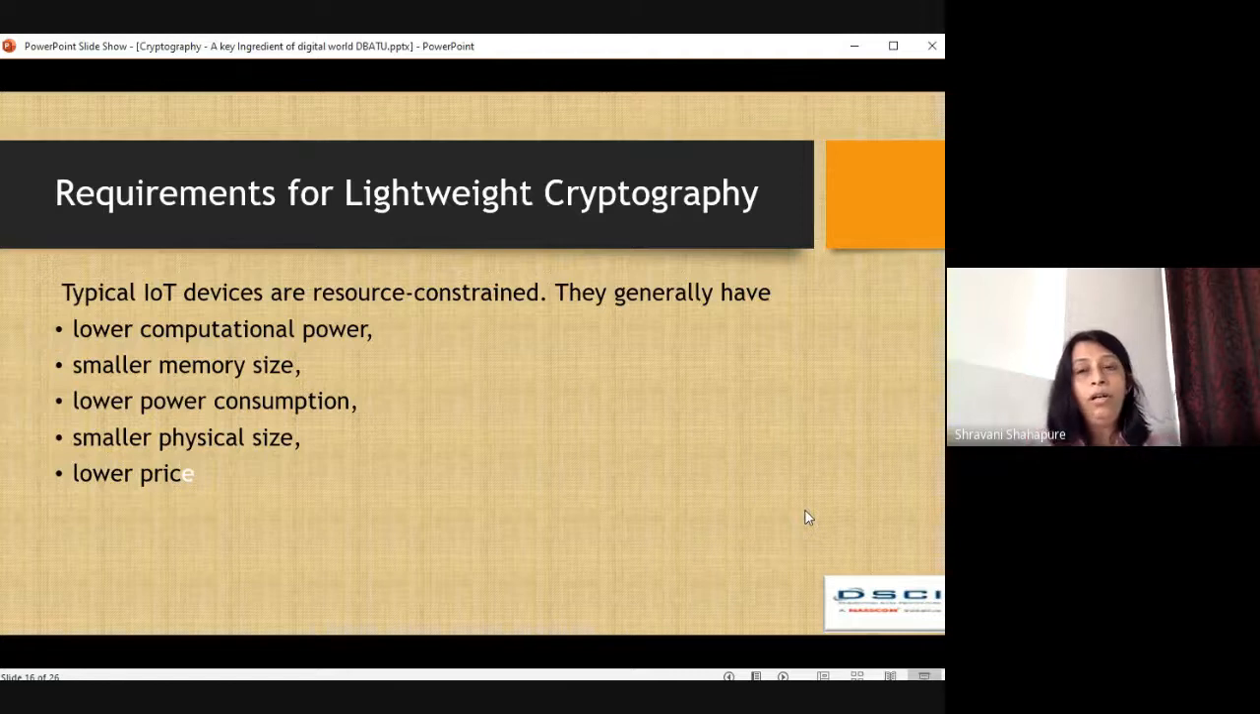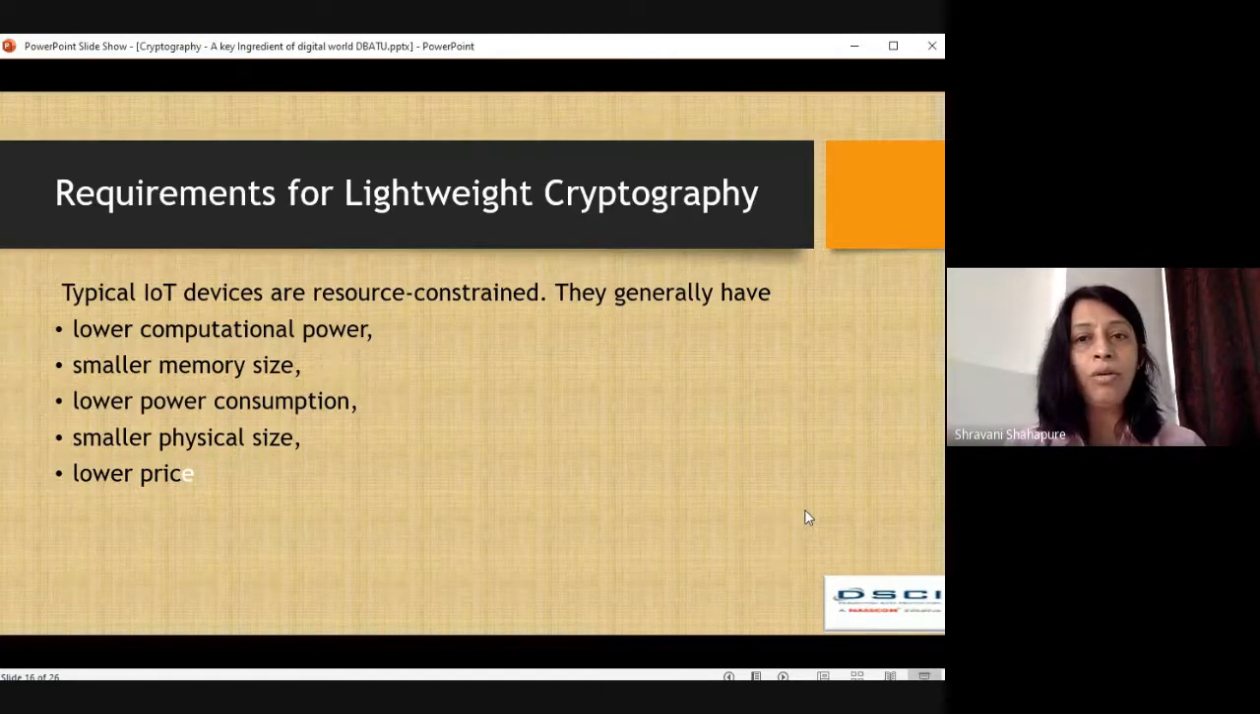Okay, so what are the different requirements for lightweight cryptography? I have already said that we are looking at resource constrained devices. Generally they have low computational power, smaller memory size, lower power consumption, small physical size, and the price should also be very small. So these are the requirements for lightweight cryptography. We can move on to the next slide.